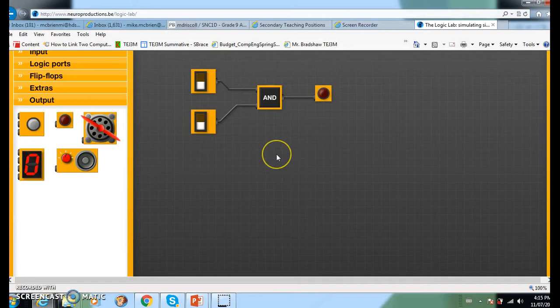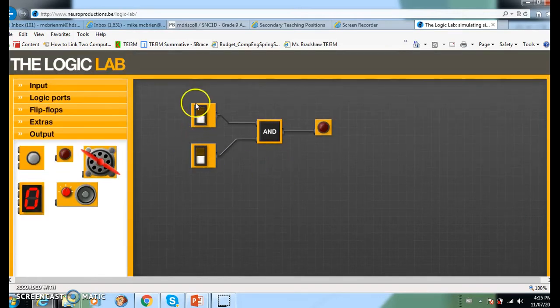Now, I'd like you to please keep your truth table open as you observe the behavior of this system. It's now live. The two switches are off. Our AND gate is performing its logic and saying that if both switches are off, then our output should be no. And so what I'd like you to do on your truth table is fill in a 0 for input A, a 0 for input B, and a 0 for output.